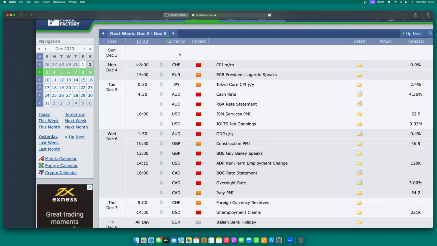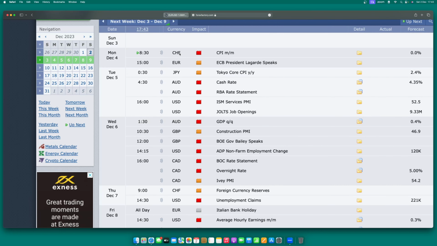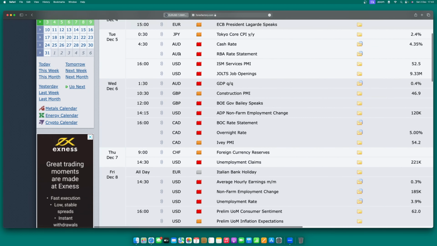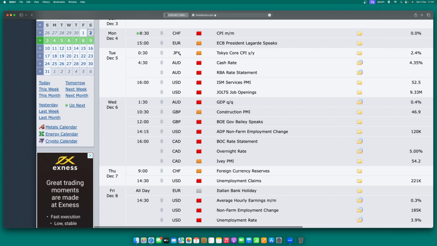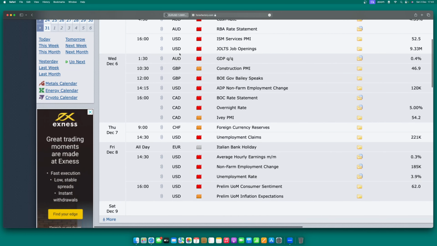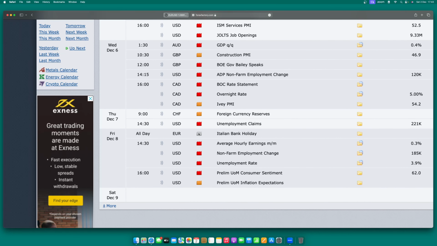we have CHF CPI high in the morning. And then on Tuesday, we have AUD cash rates. Wednesday, so we have AUD major news, USD major news. Wednesday, we also have major news on the United States dollar. And then on Friday, yes, that's when we have the NFP. So first Friday of every month is NFP for the dollar index.